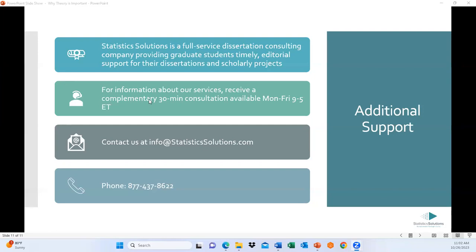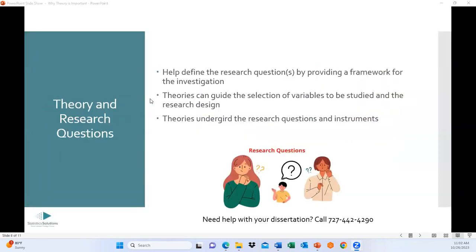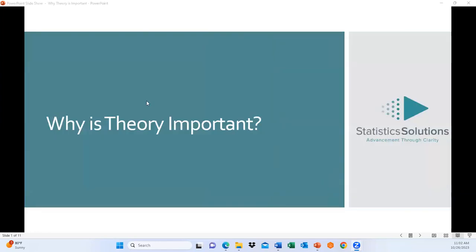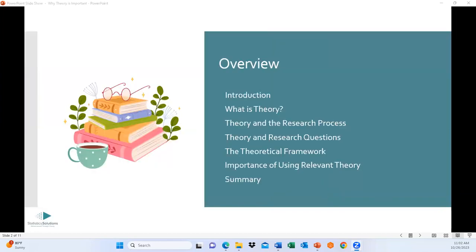So let's go ahead and get started. All right, why is theory important? Overview, this is what we're going to be looking at today, the categories or sections.